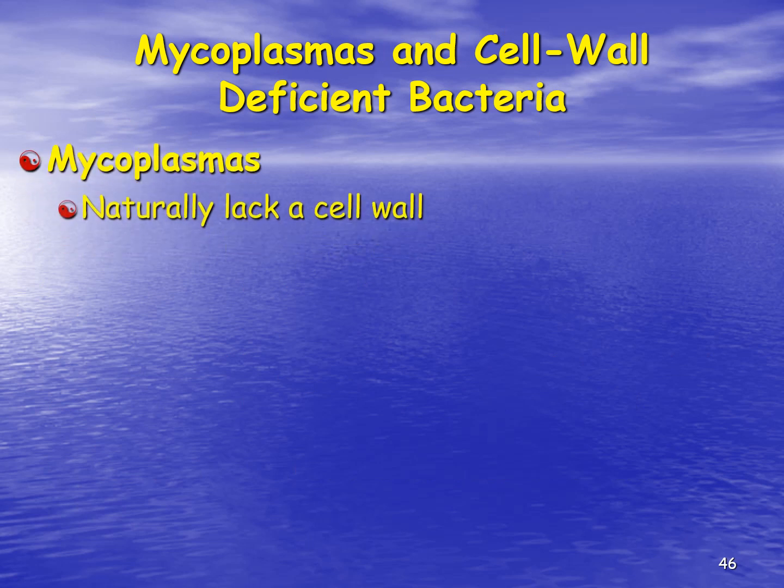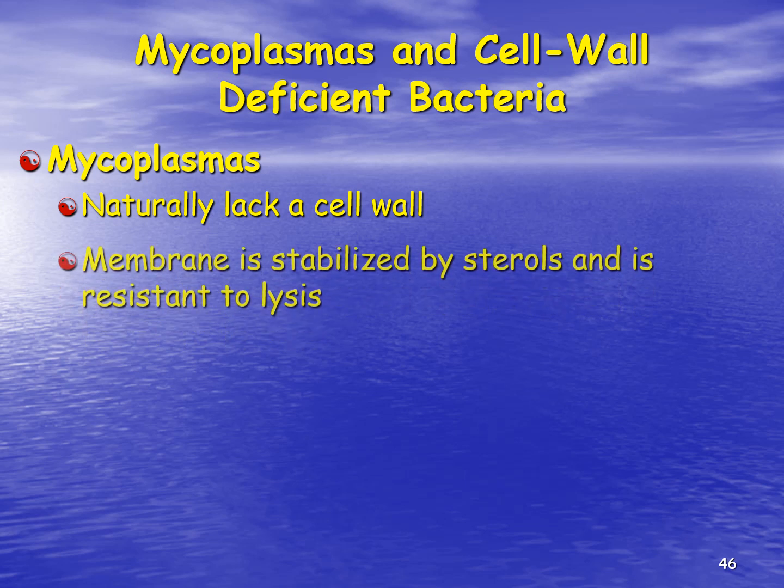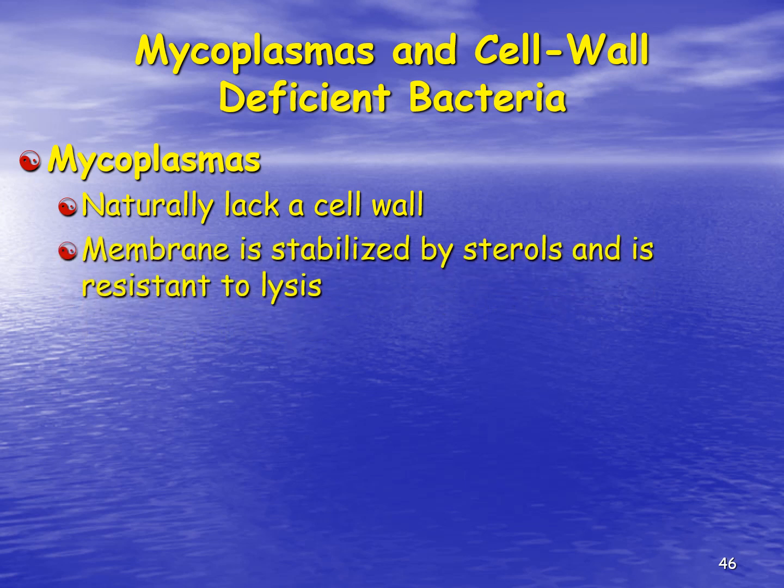The mycoplasmas naturally lack a cell wall. Part of the reason for this is they are very, very small. They are among the smallest bacteria that we find. Also, their cell membrane has a lot more sterol, such as cholesterol, and therefore is resistant to lysis of the cell.